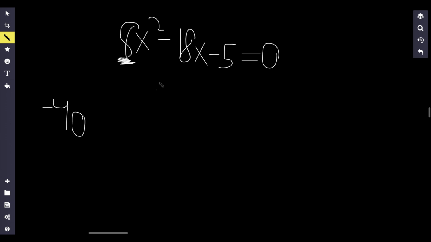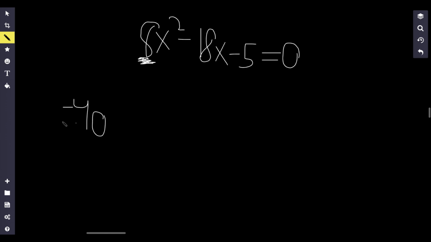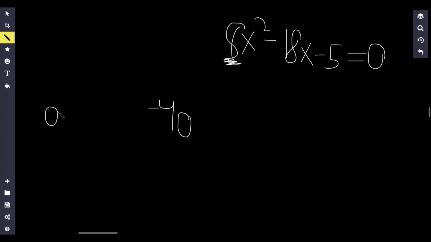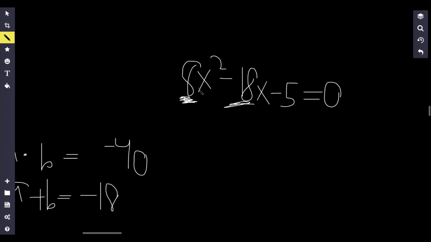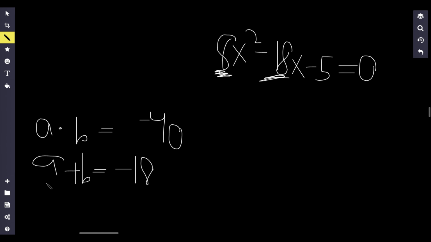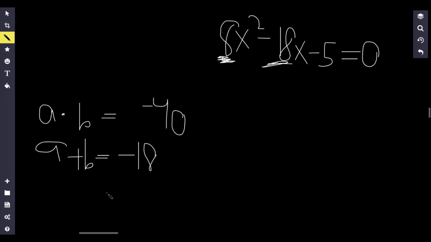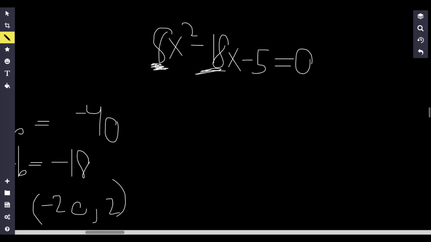-40. Now this is going to be a very similar process as you've seen before. You're going to find two numbers that multiply out to be -40 and add up to be negative 18. Okay, so two numbers that multiply out to be the first and last term multiplied together, and then they have to add up to be the middle term. What is the correct combination? Well, the correct combination is negative 20 and positive 2, right? They multiply out to be -40, add up to be negative 18.